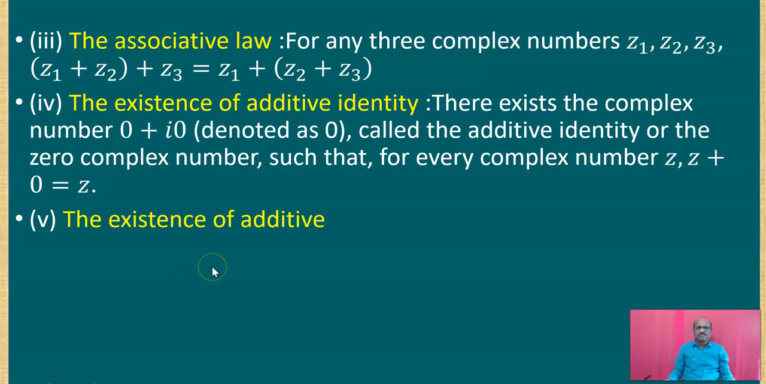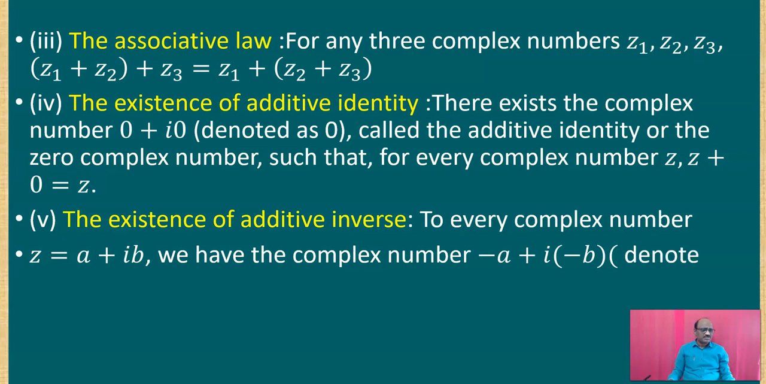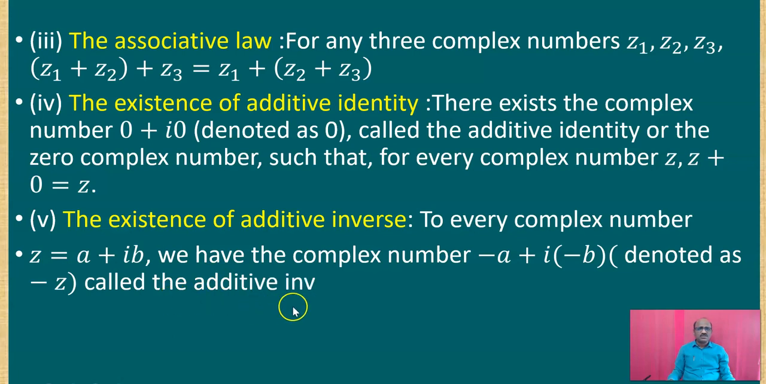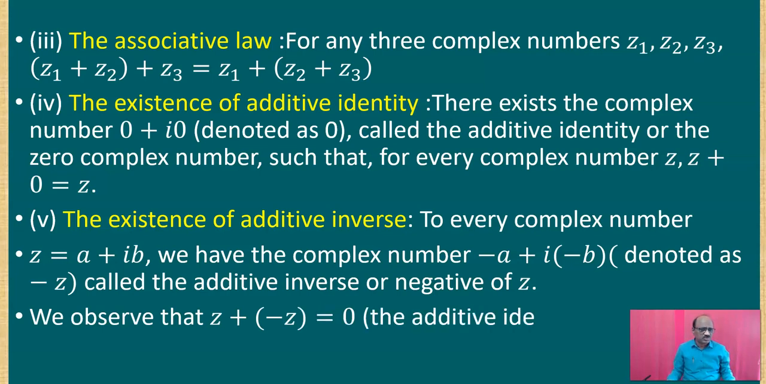The existence of additive inverse. To every complex number z = a + ib, we have the complex number minus a plus i times minus b, denoted as minus z, called the additive inverse or the negation of z. We observe that z plus minus z is equal to 0, the additive identity.